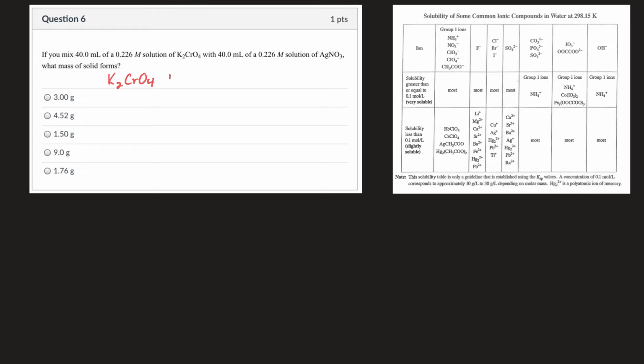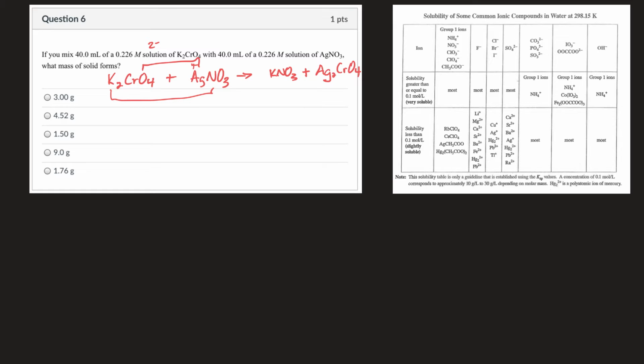K2CrO4 plus silver nitrate, AgNO3, yields... it's a double replacement reaction. So potassium goes with the nitrate, KNO3, plus silver goes with the chromate. Chromate's got to be a 2 minus, if you look on the chart, and silver's a 1 plus. So it would be Ag2CrO4. Is that right? Yeah, I think that's right.